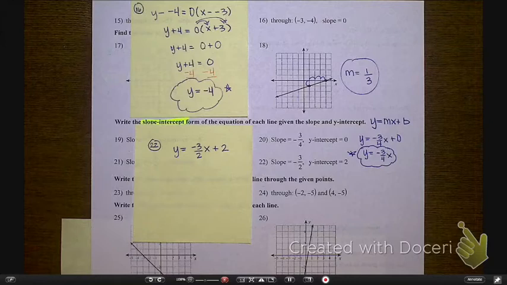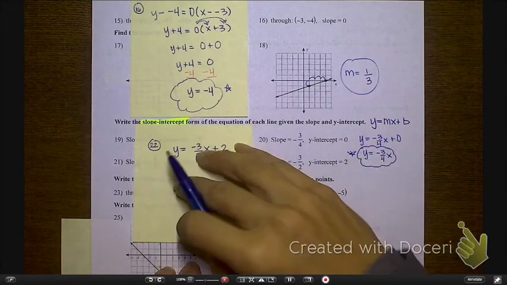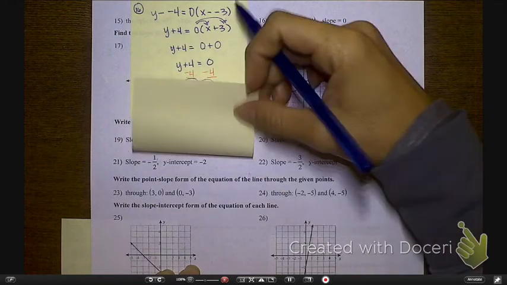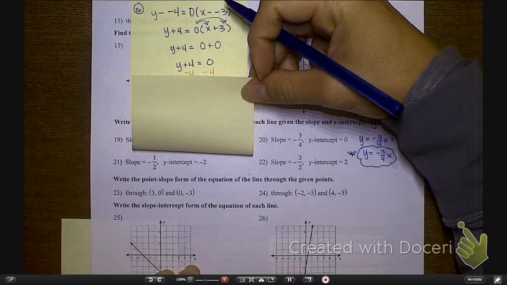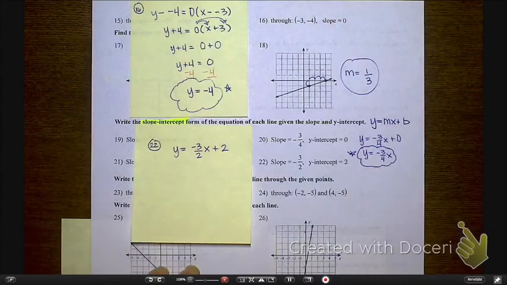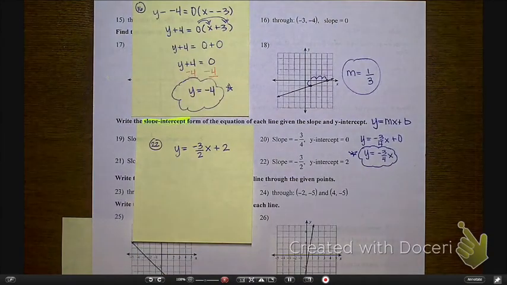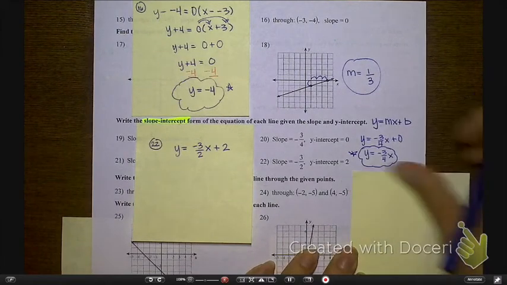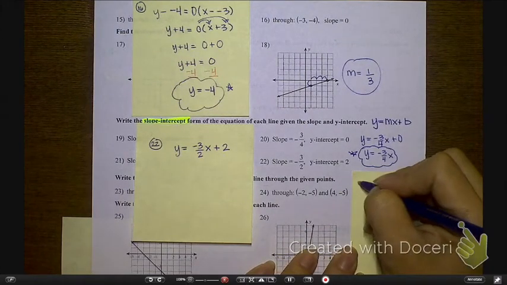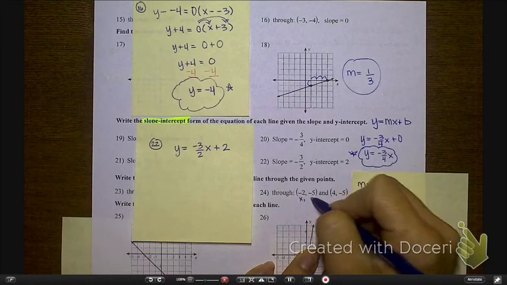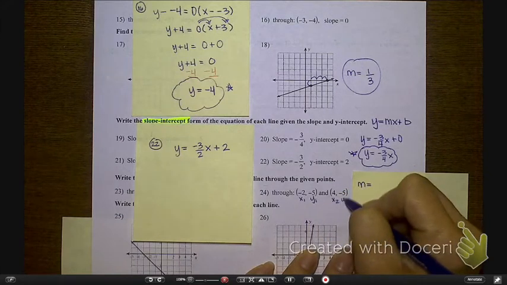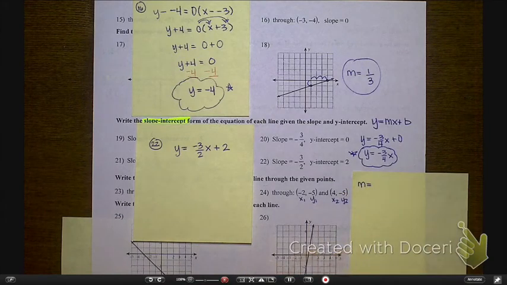All right. Are there any questions on that one? Okay. All right. Number 24. Number 24 says, write the point slope form of the equation of the line through the given points. If it wants the point slope form, do we have the slope yet? No. So we're going to go ahead and find the slope. We did some problems like this on the other side, right? Can you guys use your x1, y1, and your x2, y2 to find your slope?